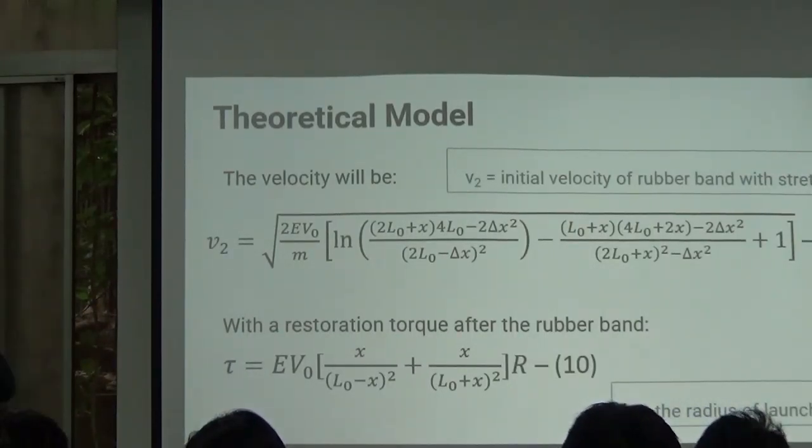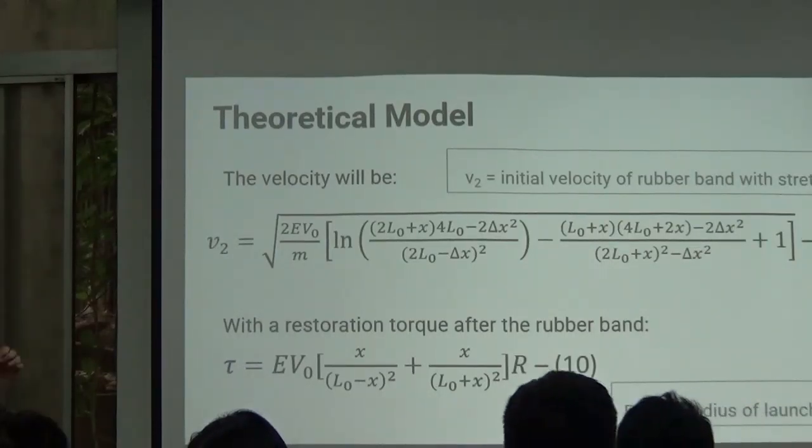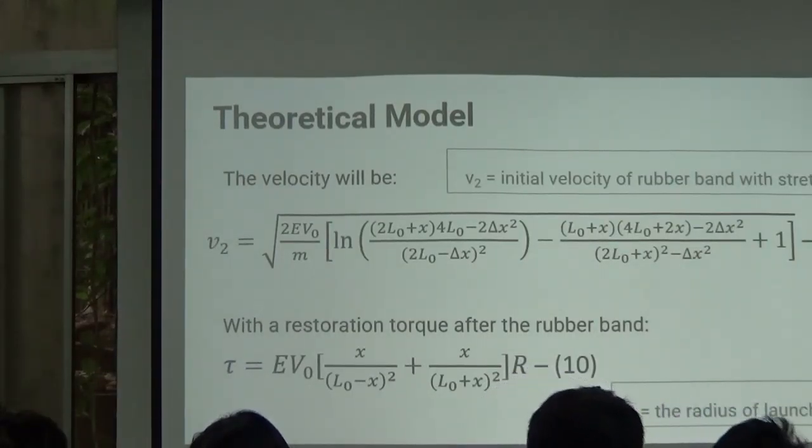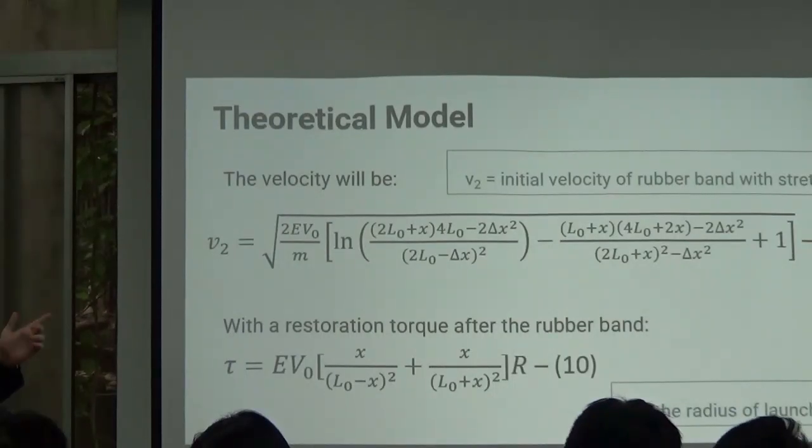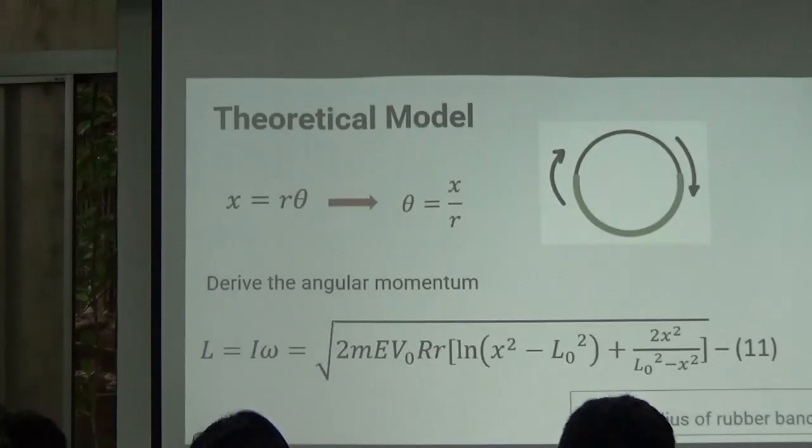After it restores to its original length, with the restoration torque on the rubber band, we can derive equation 10. In order to find its angular momentum throughout the flying process, we can integrate its torque, and we can get its rotational energy and derive the angular momentum through that rotational energy.